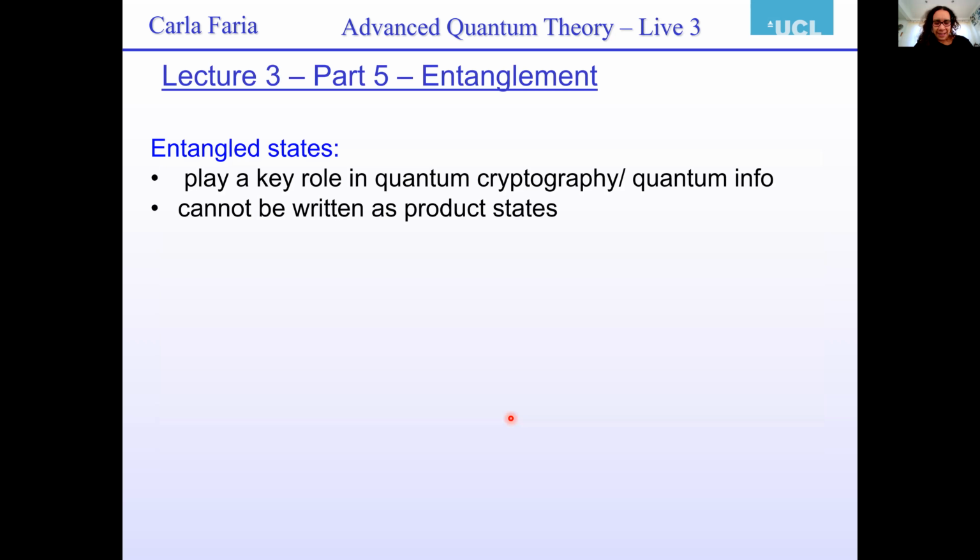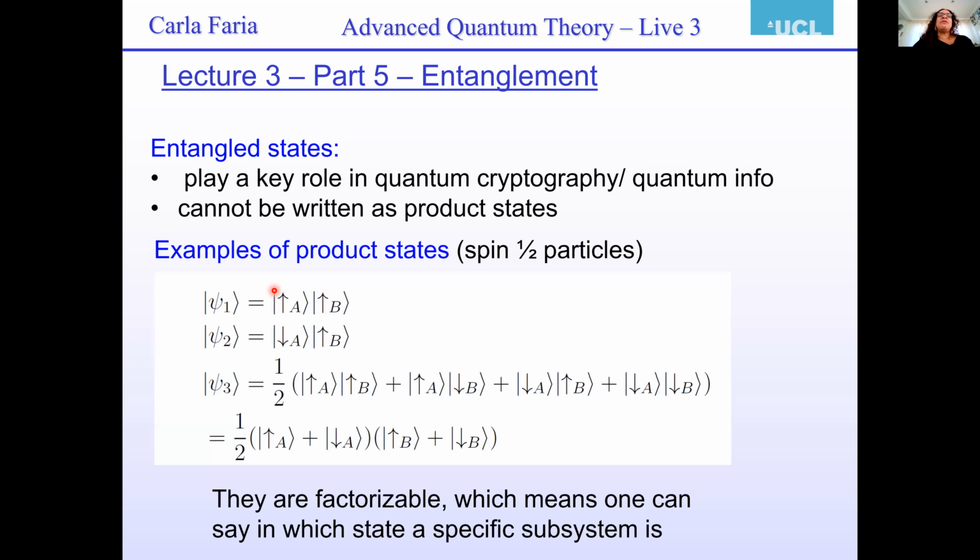And finally, let's talk about entanglement. And this was the last part. Entangled states play a key role in quantum cryptography and quantum information, and they cannot be written as product states. This is what I mean by product states. So you have these examples here, considering compound states using 2 spin half particles. And what you can see is that these product states are factorizable. So you can actually say in what state a specific subsystem is.